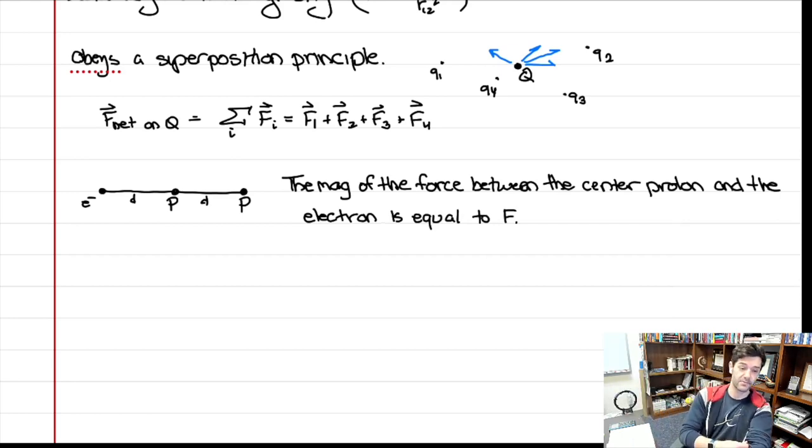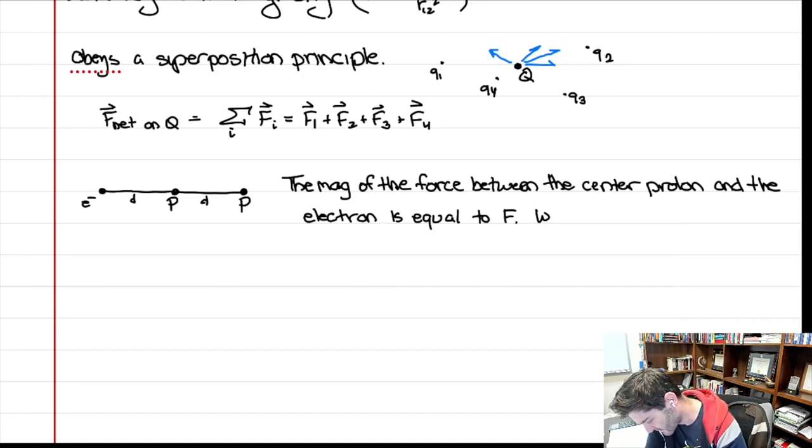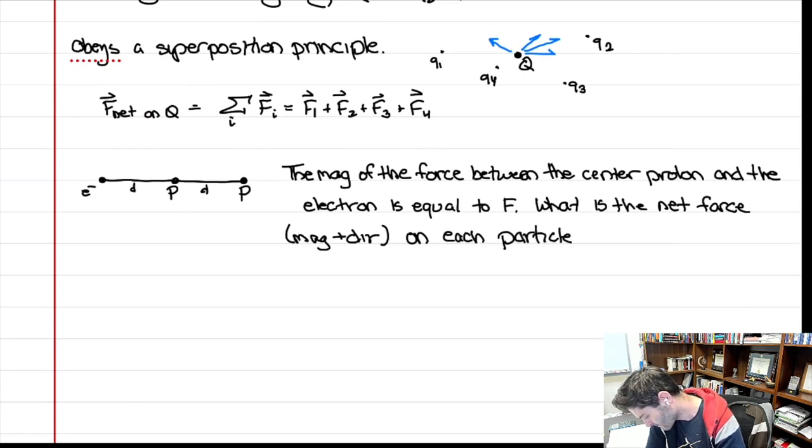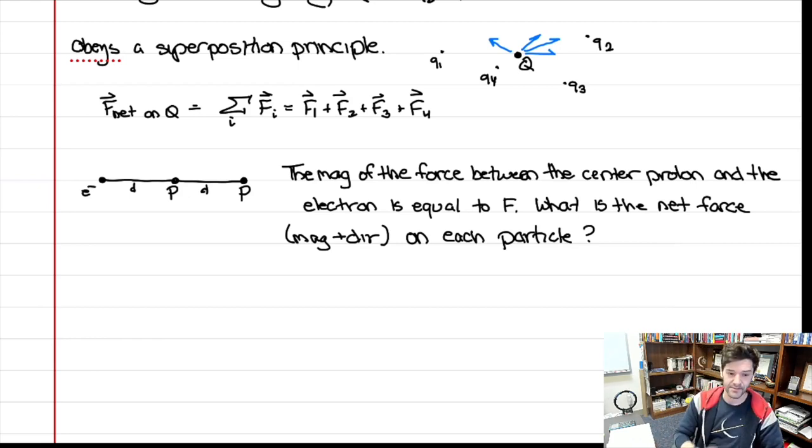Right, if we had some numbers, we could plug in some numbers and get a number for this F. Let's just give it a symbol, because I usually work with symbols until the absolute last possible minute. Magnitude of the force between the center proton and the electron is equal to F. What is the net force, and this, I will say, magnitude plus direction, on each particle in this case?